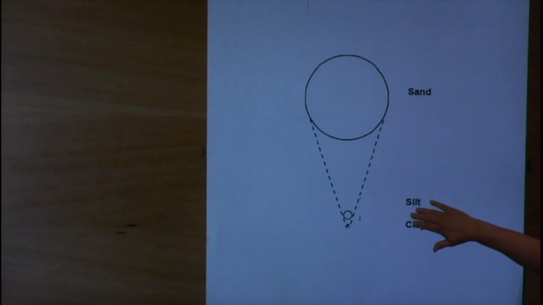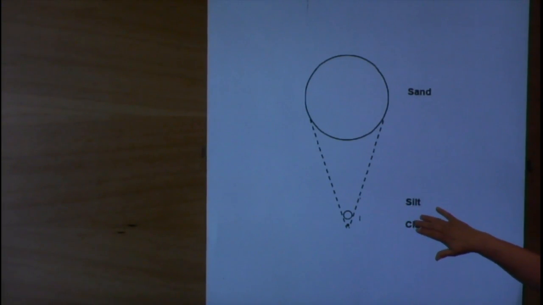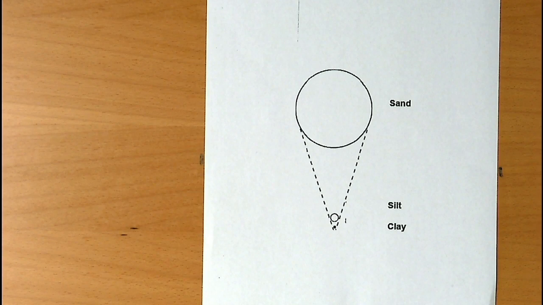The second mineral that gives soil texture is silt, and it could be represented by the size of a tennis ball. And then clay is very, very tiny. You have to actually look at it through a microscope unless it's suspended in water, and it would be represented by the size of a BB.